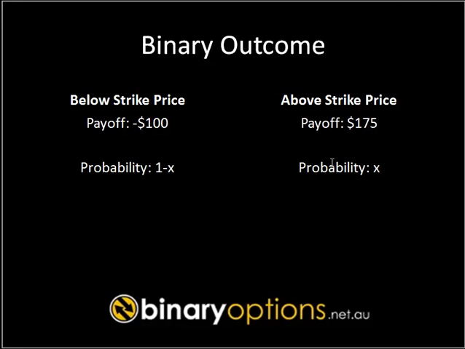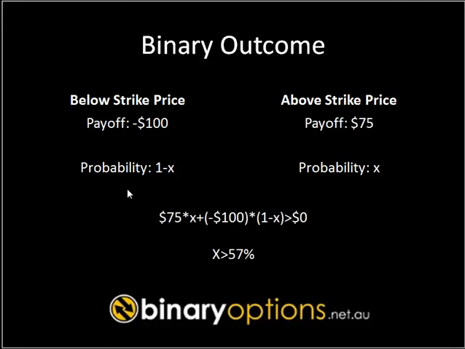Let's call that x. The probability that we're wrong and the asset finishes below the strike price is 1 minus x, since those are the only two possibilities and the probabilities must sum to 1. The expected value of this trade is represented by this formula: 75x plus a negative 100 times (1 minus x). And for our trade to be profitable, it must have a positive expected value. So let's set this expression greater than 0. Solving for x, we get a probability of at least 57%.